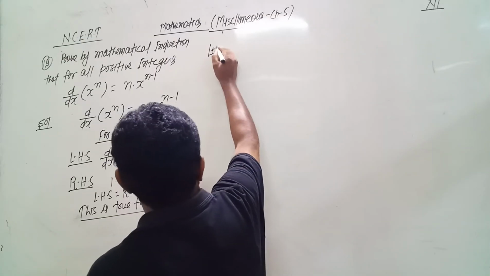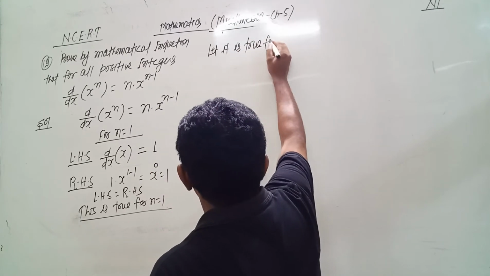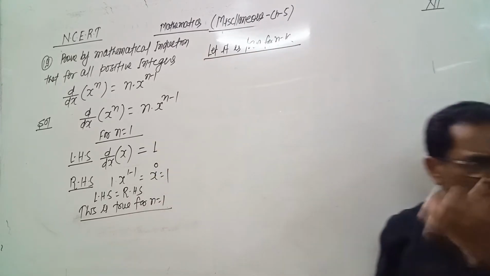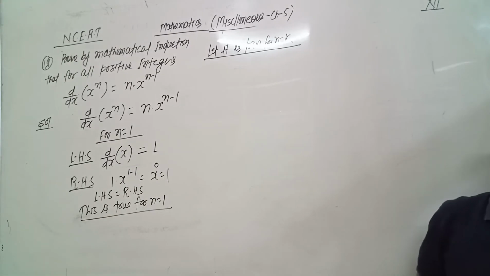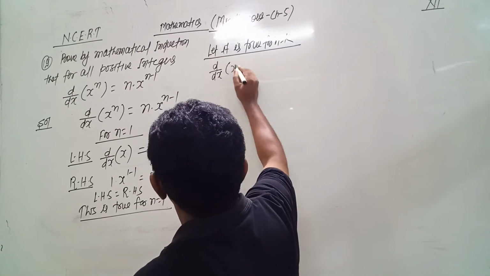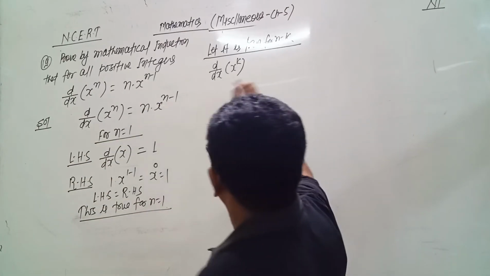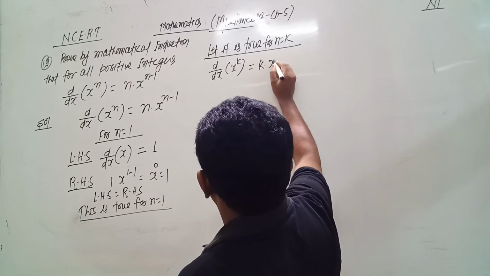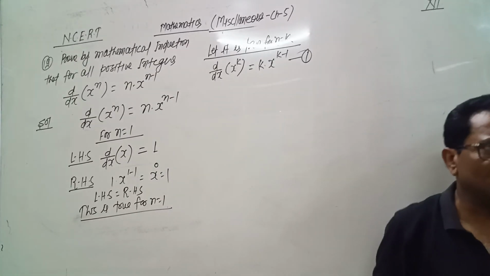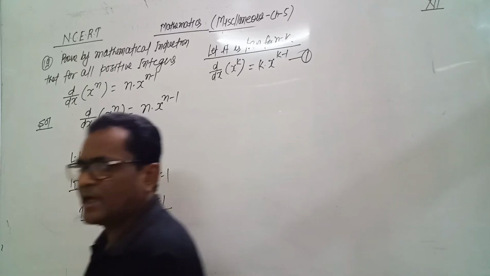Now we will suppose, let it be true for n equals k. We will suppose that this expression is true for n equals k. So d by dx of x raised to the power k, at the place of n we will put k, and on the right side also k into x raised to the power k minus 1. Name it first equation.